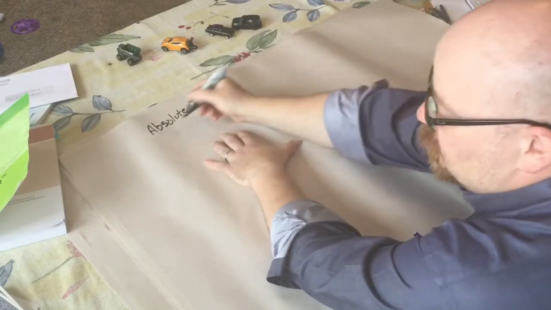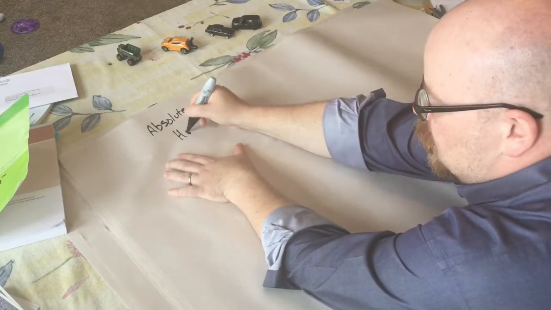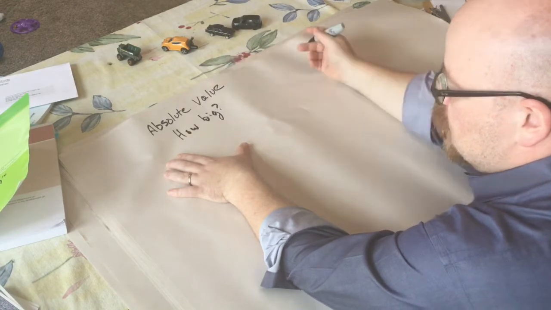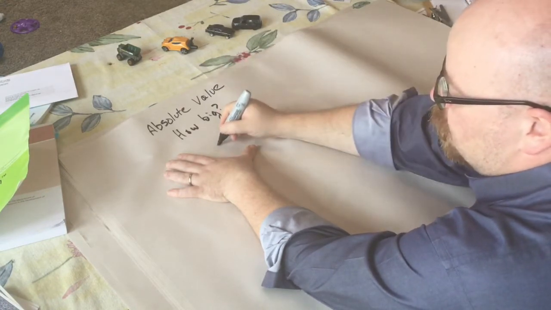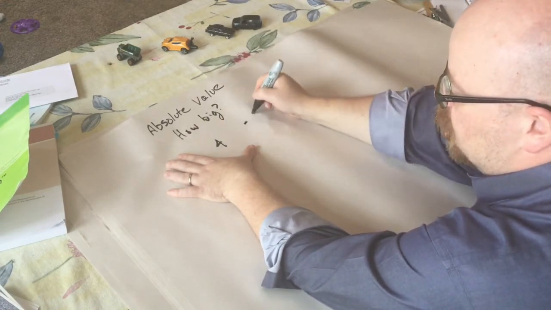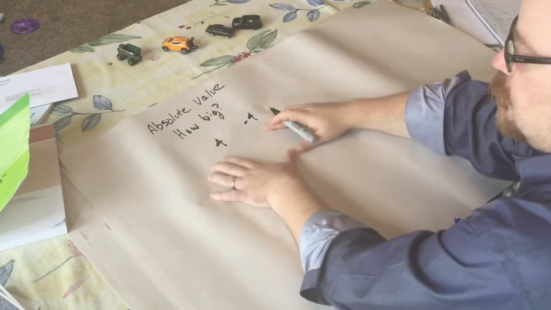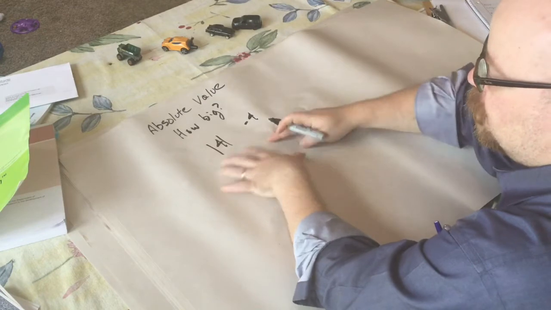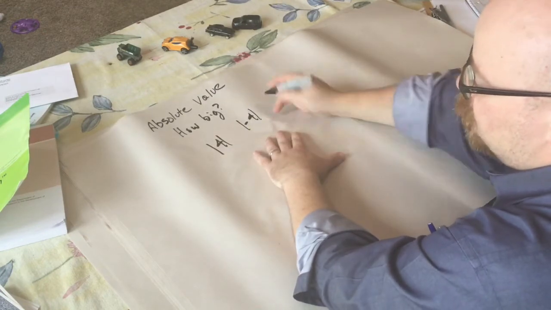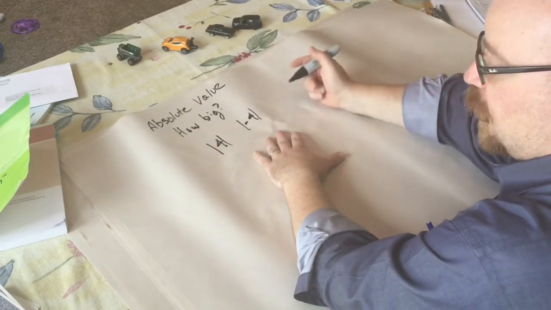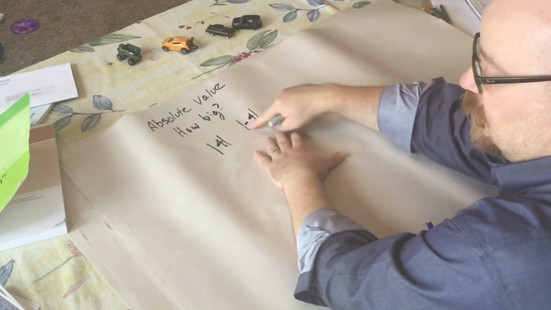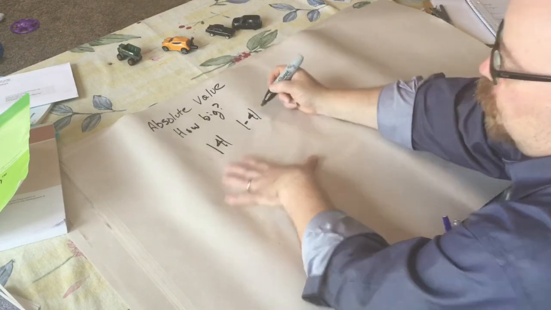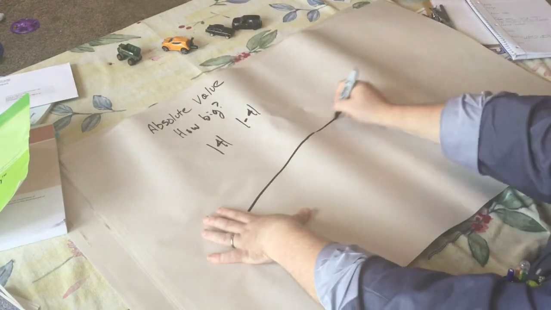Absolute value is essentially how big. When I have a number like 4 or a number like -4, we say the absolute value of 4 by putting that in brackets, and the absolute value of -4 by putting that in those brackets. And notice our negative sign is inside the brackets. It's very important.